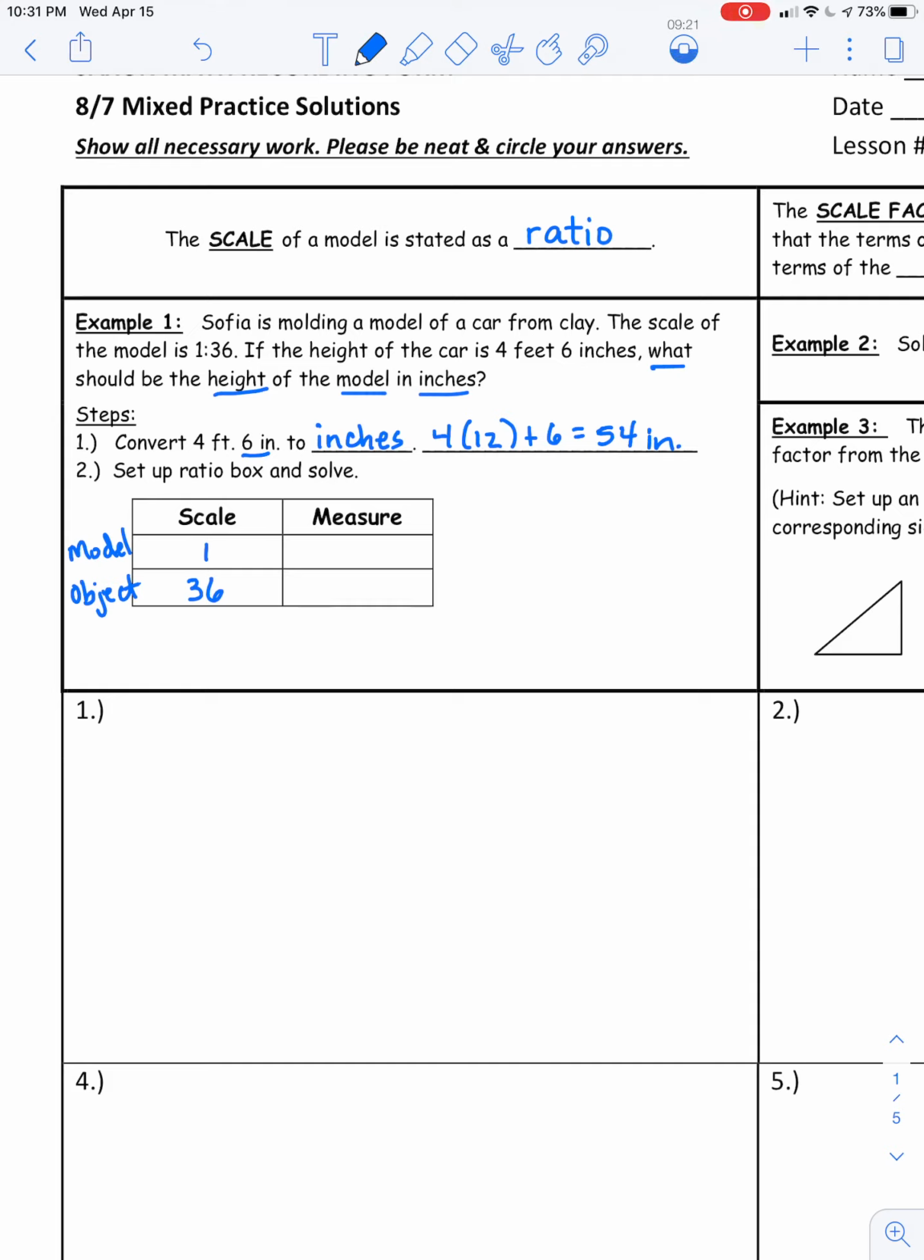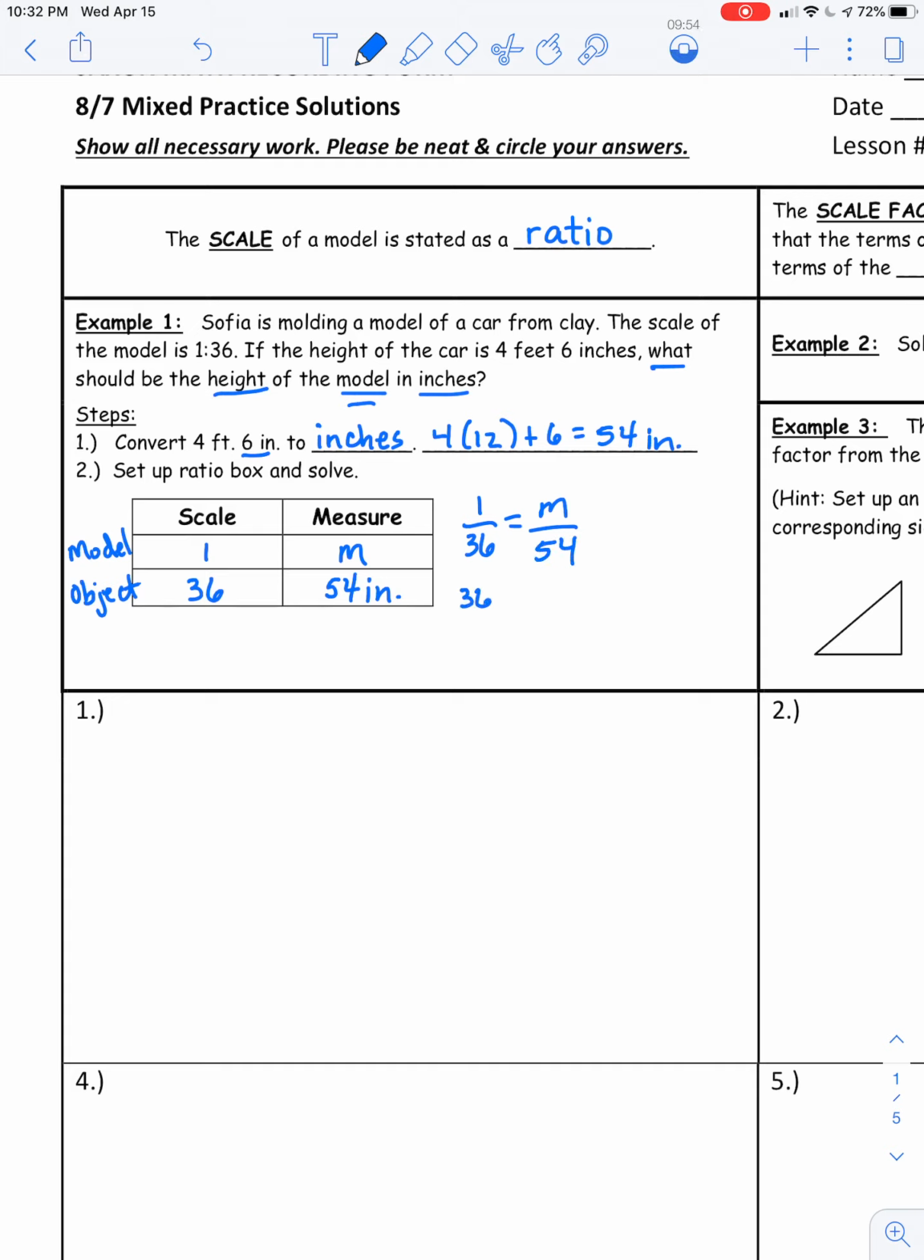So now we know that the actual car is 54 inches, and that would be our object, not our model. It's the model that we're going to try to find out. That's what the question asks us. So we'll put M for model, and we're going to set up our proportion now out to the right-hand side here. We're going to have 1 over 36 equals M over 54.